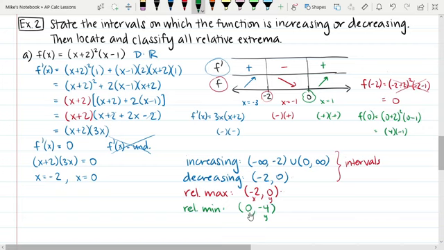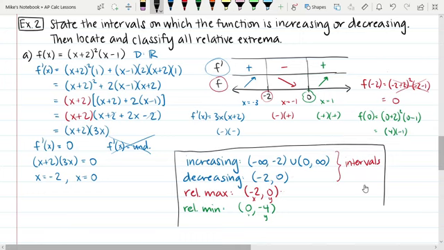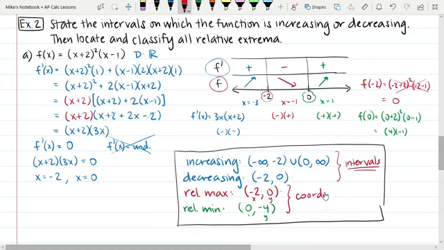So this is now happening, the relative minimum happens at the ordered pair (0, -4). And all of that is our answer for this question. But again, notice, for the increasing and decreasing, those are intervals. For relative maximum and relative minimum, those are coordinates. So please, please, please be careful that you don't get tricked by that, okay? All right, let's move on and try another one.